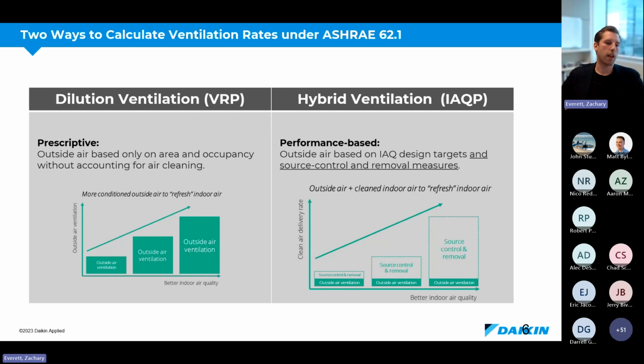because we're having to exhaust the equivalent amount of outside air. So on the left-hand side of the screen, we've got the outdoor air ventilation on the y-axis and the better indoor air quality on the x-axis. And so this very clearly shows the more clean air we want to have in our spaces, the more outside air we need to bring in in order to accomplish that.